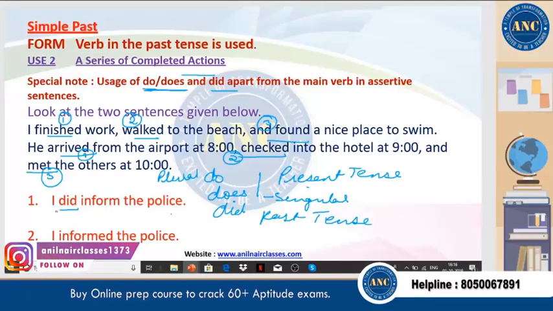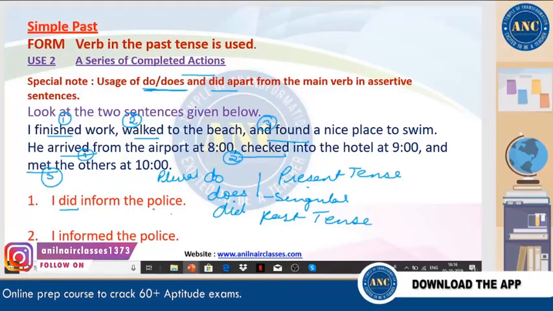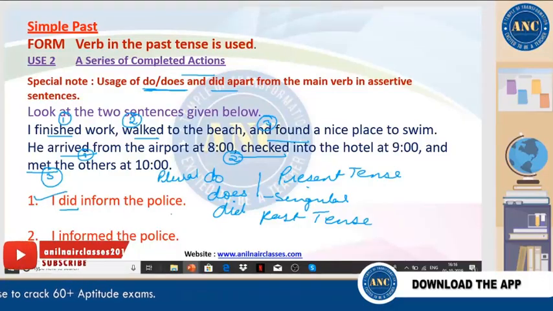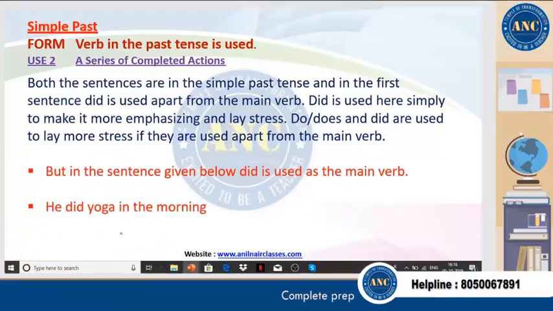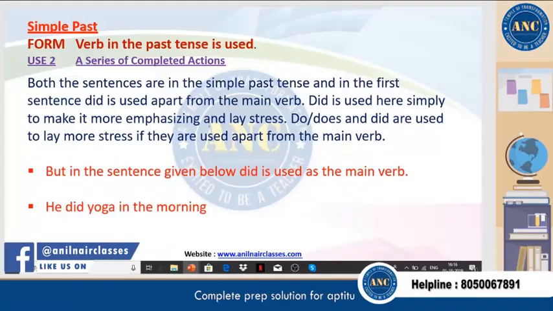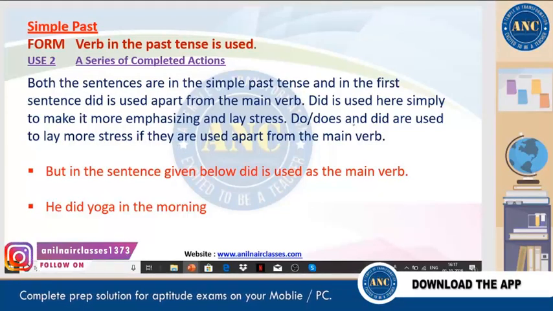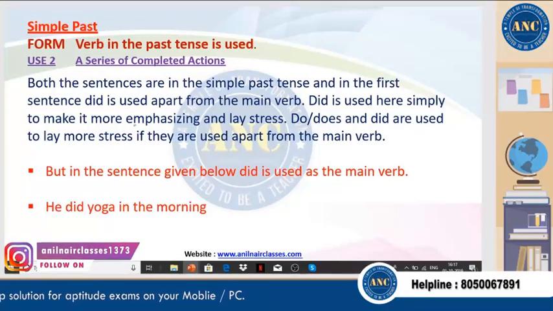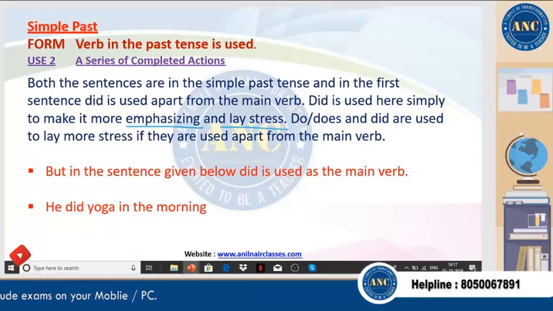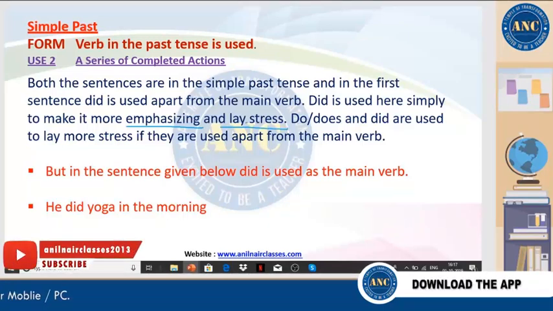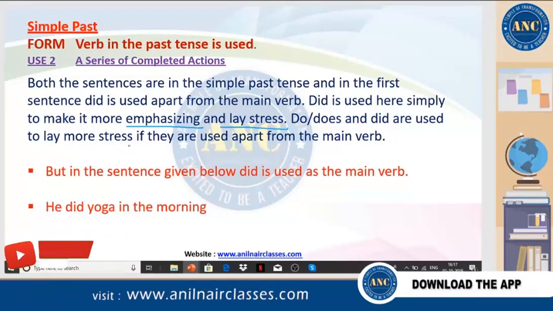Clear? So I informed the police. I did inform the police is also fine, and I informed the police, that's also fine. Now let's see what's the difference. In both the sentences, it is the simple past tense. In the first sentence, did is used apart from the main verb. Did is used here simply to make it more emphasizing and lay stress. So, I informed the police is just simply you're saying, I did inform. That means you're putting a stress on it, right?